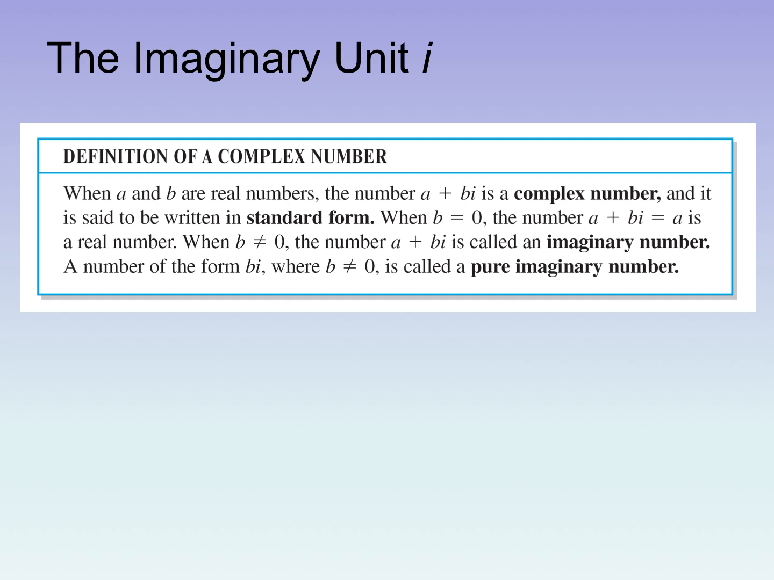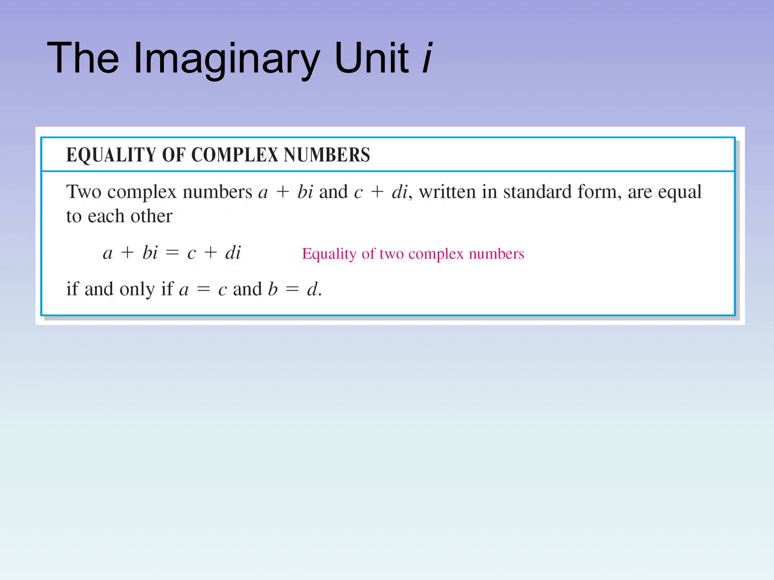Next page talks about the same thing, the definition of a complex number. Again, you always want to write it in standard form, where the real part comes first, the imaginary part comes second. So the part that has an i, we write second. And then on the next page, we have the equality of complex numbers. If a plus bi equals c plus di, then the real parts are going to be equal to each other, so a equals c, and the imaginary parts would be equal to each other, so b equals d.